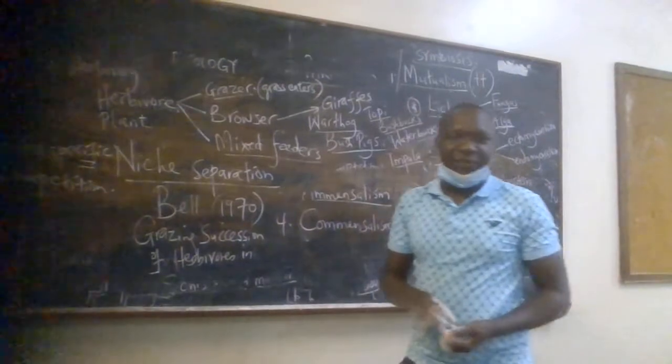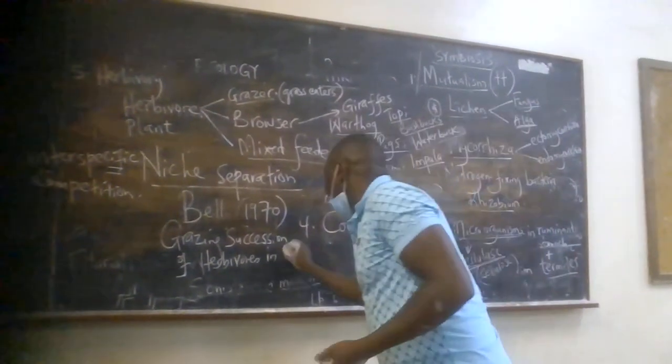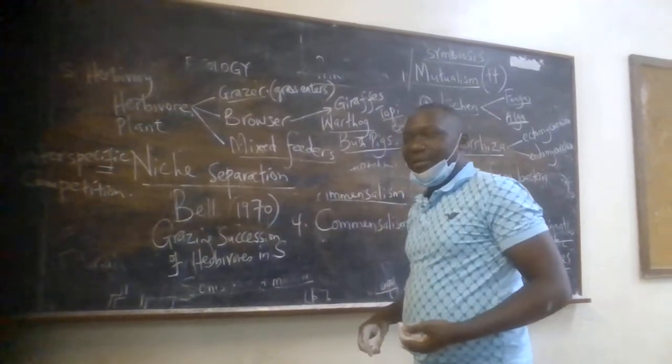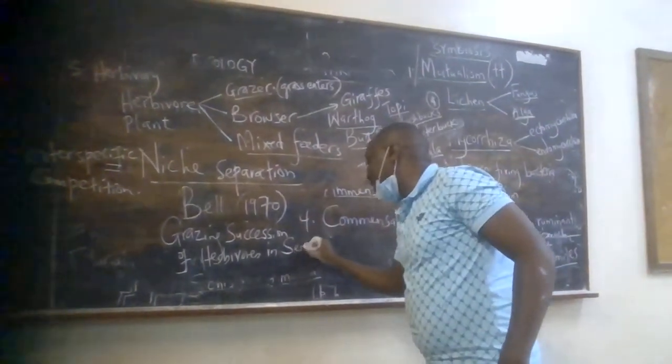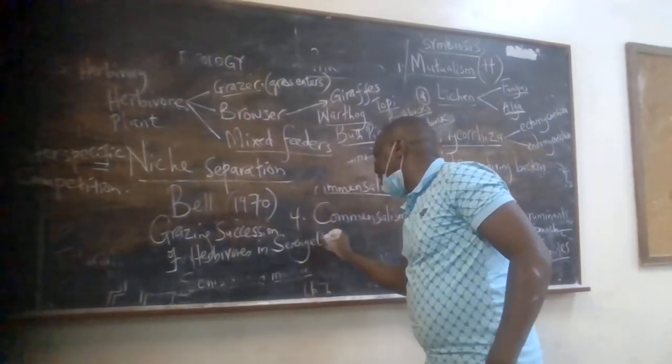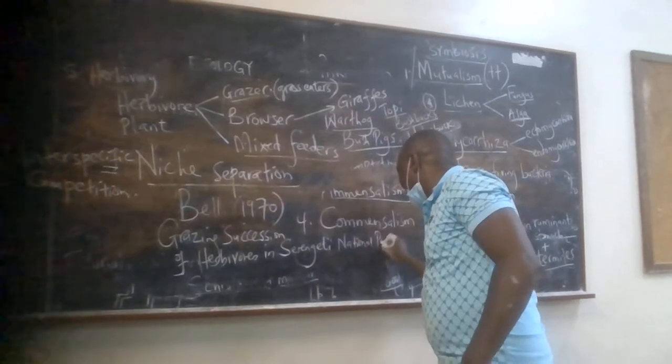Serengeti National Park is found in Tanzania. It is one of the largest savanna parks in East Africa. They call it what? Serengeti National Park.